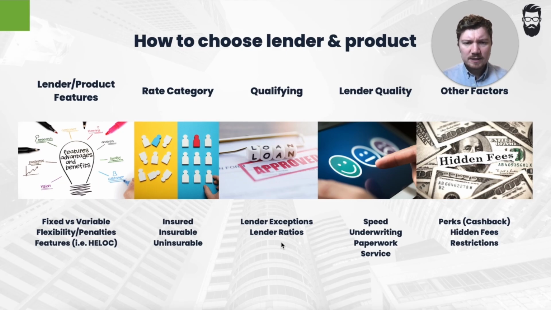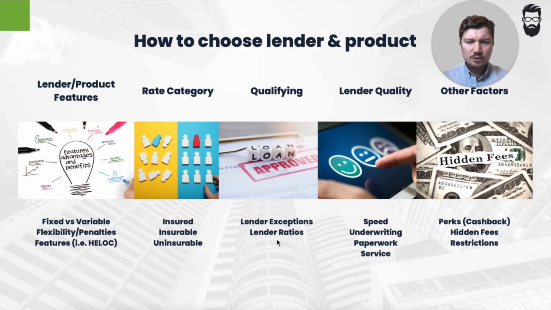And then the next one is lender exceptions and lender ratios, so qualifying. Qualifying is a really key one, especially if you're tight up to the ratios. There are instances where a client will qualify with one lender, but they wouldn't qualify with another lender. So this is really where you can show your value as a mortgage broker. Know what lenders may grant ratio exceptions. For example, banks are more likely to grant exceptions for TDS above 44.